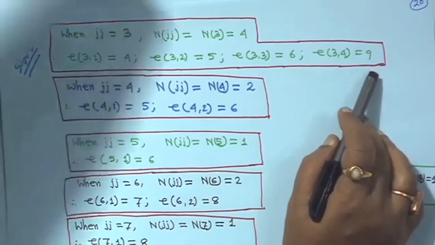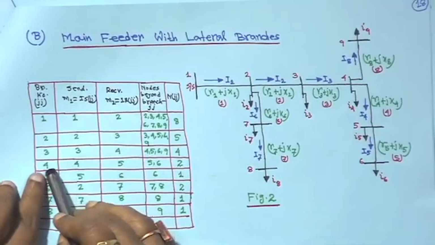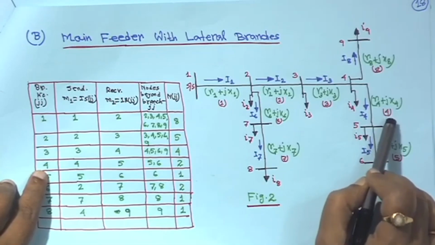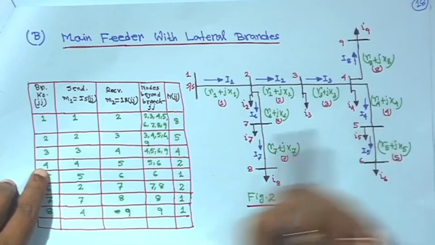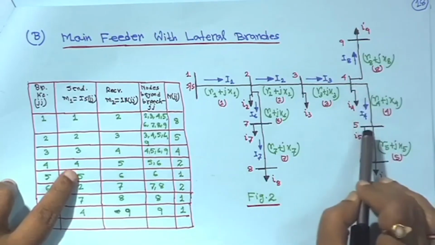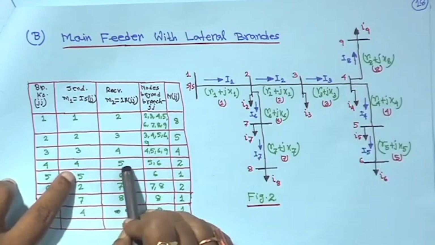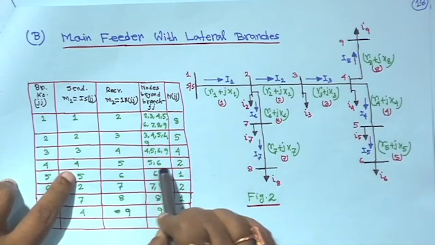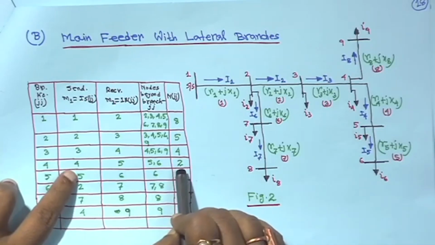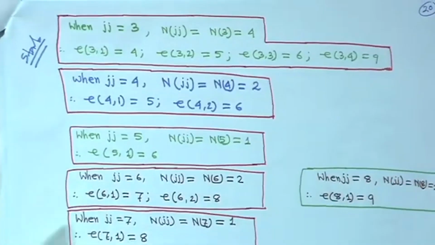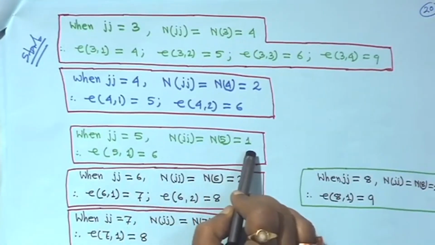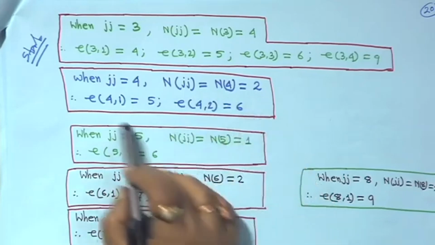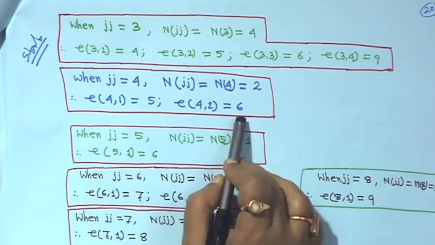Now again, when jj is equal to 4, look at the table, the branch number is 4. The number inside the bracket in red ink is the branch number. Its sending end node is 4 and receiving end node is 5. So M1 is 4, M2 is 5, and the nodes beyond this branch are just 5 and 6. So njj is 2, that means n4 is equal to 2. That means E41 is 5, E42 is equal to 6.